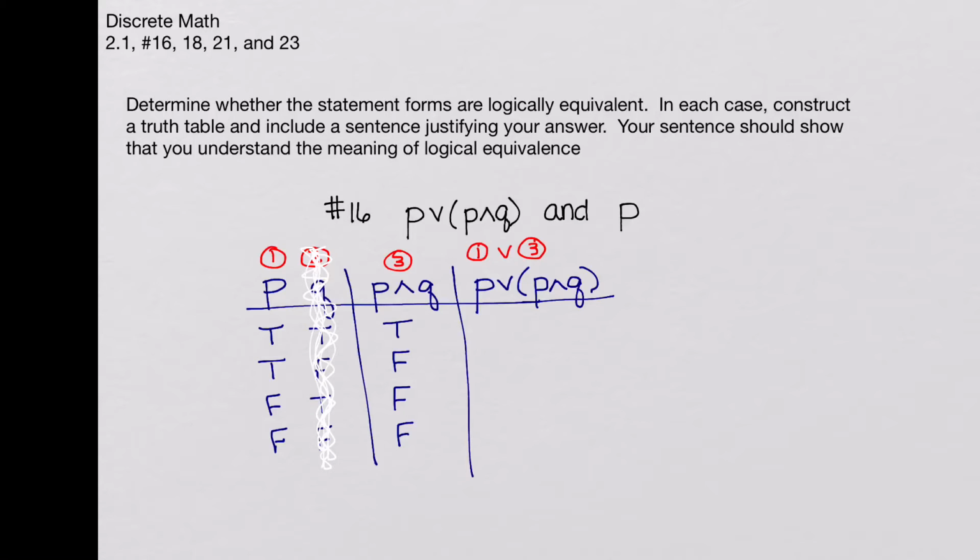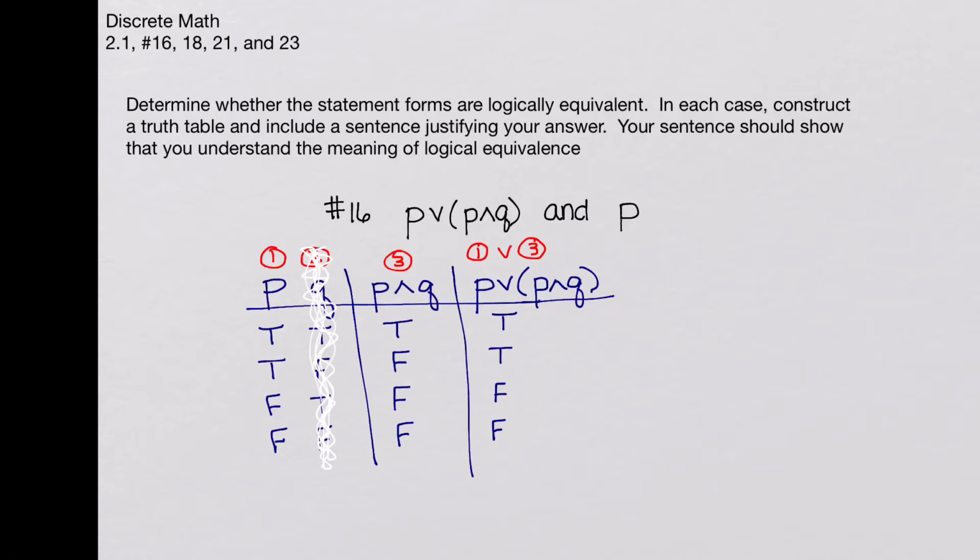And now I can fill in the truth values for 1 or 3. So I look at true or true, and that's true. True or false. As long as there's any truth in it, the or statement is going to be true. And then I have false or false for both rows 3 and 4. So I'm going to fill in false for both of those.